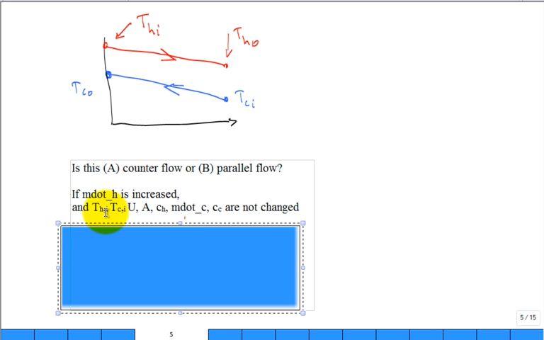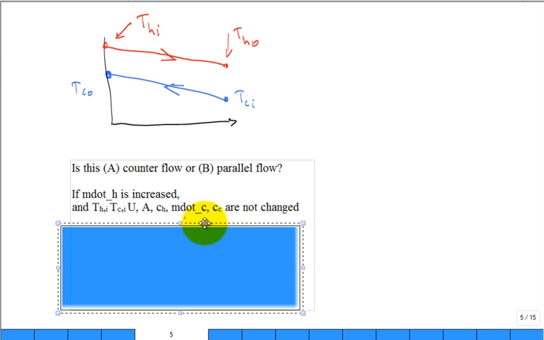Don't change the hot temperature in. Don't change the cold temperature in. Don't change U. You're saying, wouldn't that have a small effect on U? Say it's a negligible effect on U. And don't change A. Don't make it bigger. Don't change the specific heat of the hot fluid. Don't change the mass flow rate of the cold fluid. And don't change the specific heat of the cold fluid. The only thing you change is the mass flow rate of the hot fluid, right?